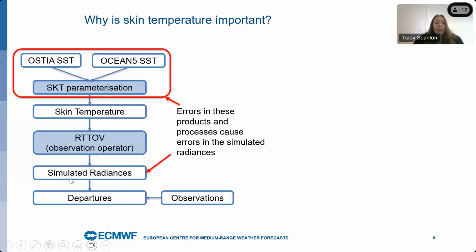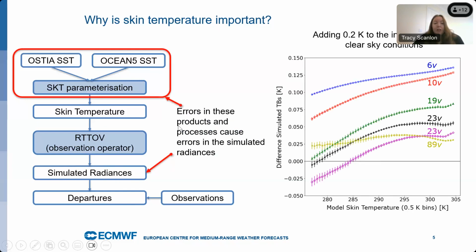result in a direct error in the simulated radiances. So I did a very small study where I just changed the input skin temperature by 0.2 Kelvin, just to see what would happen to our simulated radiances. So here on the y-axis, I'm showing the difference in the simulated radiances between a case where I've added this 0.2 Kelvin and a case where I haven't. And on the x-axis, we're showing the model skin temperature.